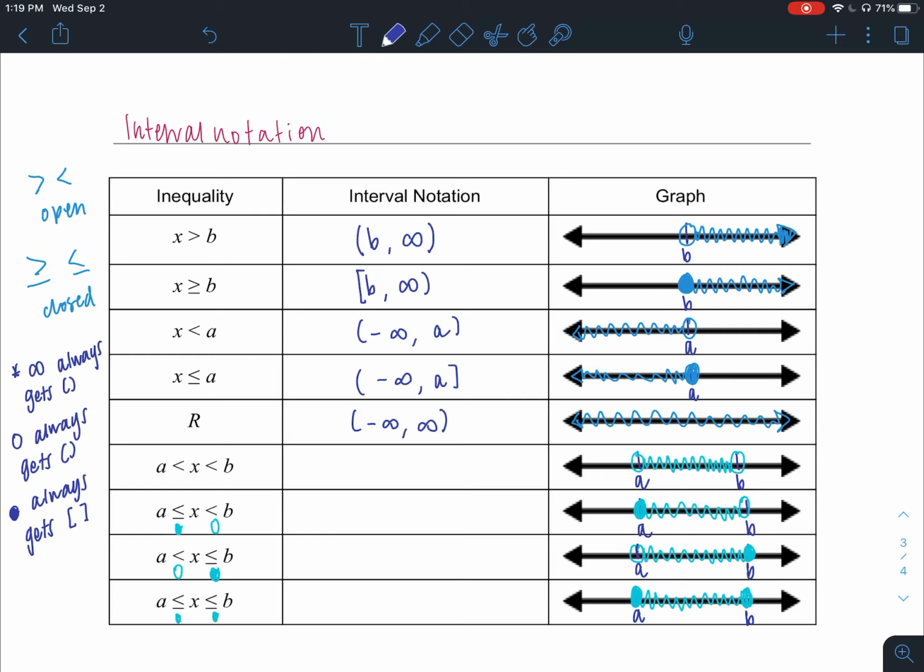So this next one here, we have basically all the numbers between A and B. So really our first number is going to be where it starts, and the second number is going to be where it stops. So it starts at A and it stops at B. And then we just have to pick which bracket it is. And we always want to move from left to right.